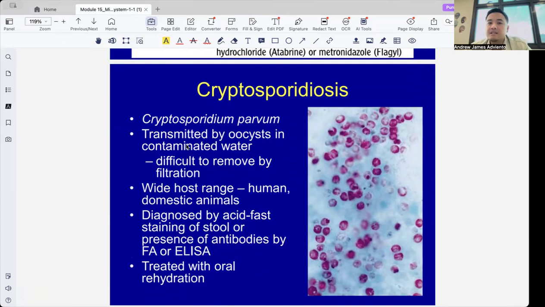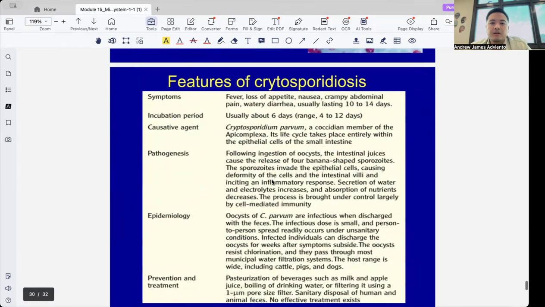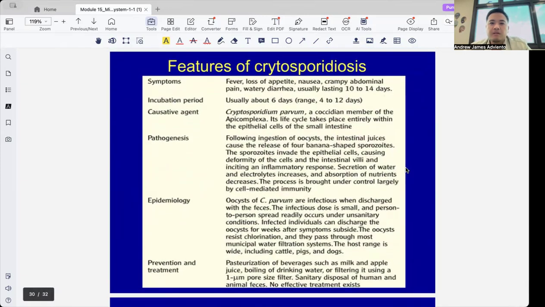Cryptosporidiosis. So this disease is caused by Cryptosporidium parvum. So it spreads through contaminated water as well, and it is difficult to filter out. So features of cryptosporidiosis includes a watery diarrhea and abdominal pain. So it is especially dangerous for immunocompromised individuals.